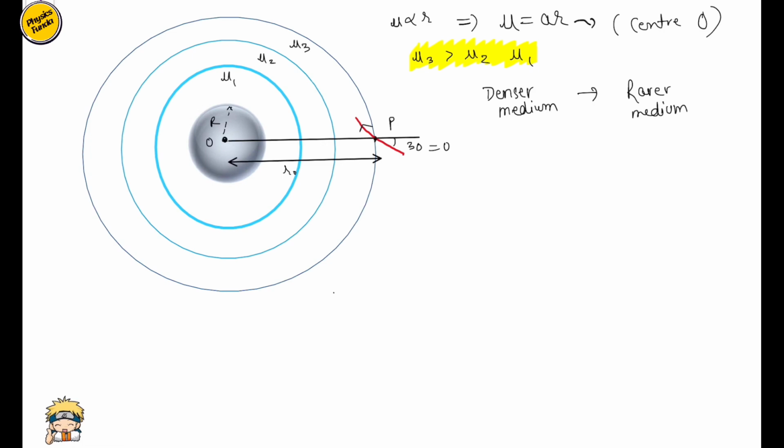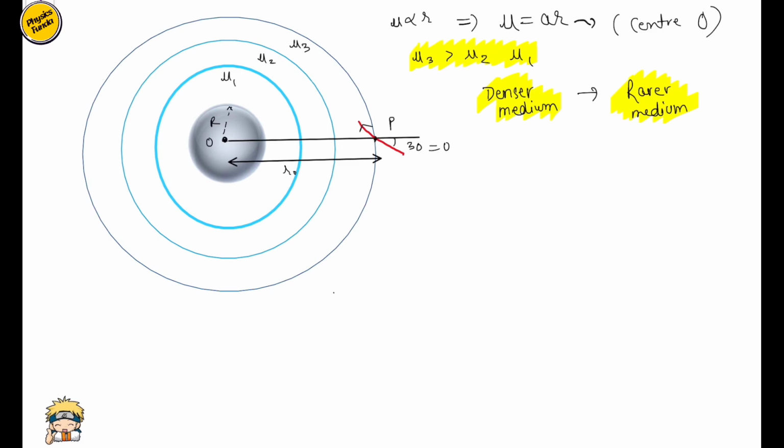As we are moving closer to the center of the sphere, the distance from the center of the sphere is getting smaller, and my refractive index of the medium keeps on decreasing. So I'm moving from a denser medium to a rarer medium. So what will happen is there will be continuous bending of this laser beam.